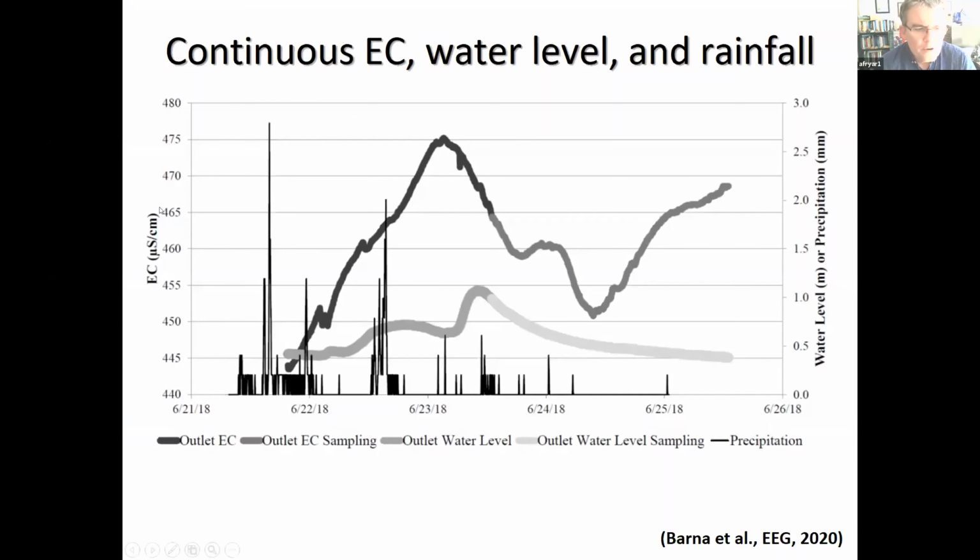So this diagram here shows electrical conductivity on the left-hand y-axis and water level and precipitation on the right-hand axis. And you'll note the lower plot here is the hydrograph, the medium gray becoming lighter past the peak discharge at the point where we started to sample at the outlet. And then above it is the plot of electrical conductivity, and then again becoming a lighter gray when our sampling began.